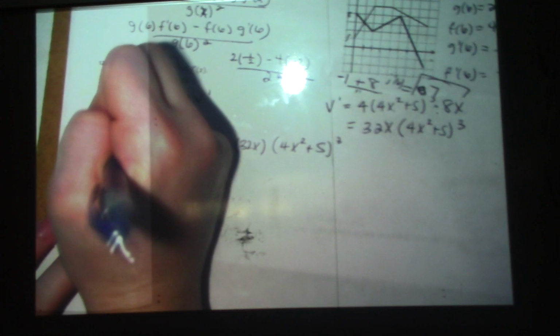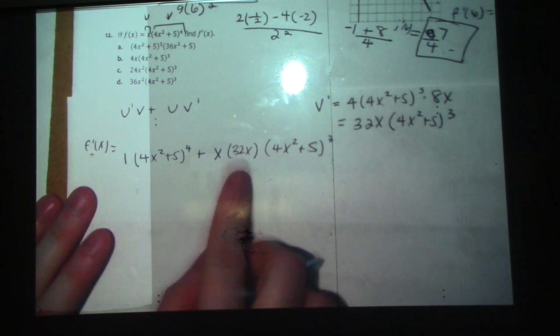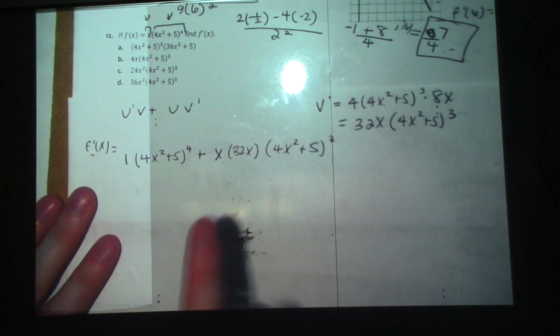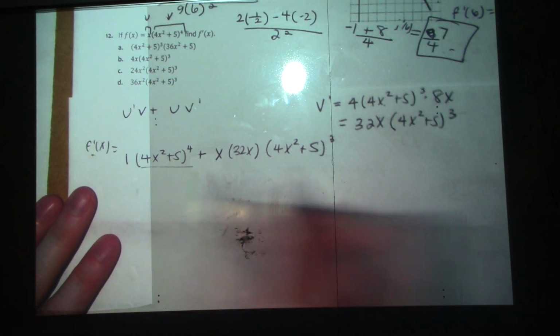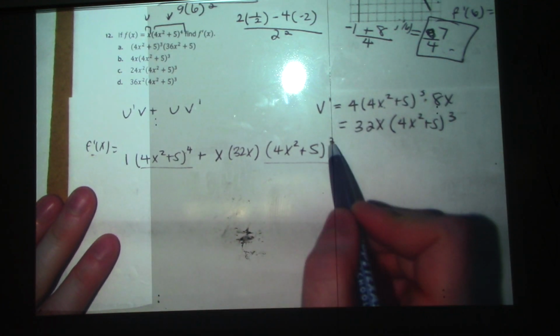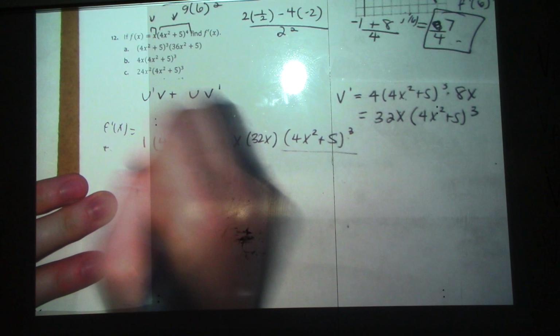Now this is absolutely correct. This is my f prime of x, but none of my answer choices look like that. In fact, all my answer choices are like the factored version, not like the separate terms. So what I'm going to do is I notice these both have 4x squared plus 5 terms. This one has the power of 4, this one has 3. So what they have in common is the power of 3, so I'm going to pull out 4x squared plus 5 cubed.